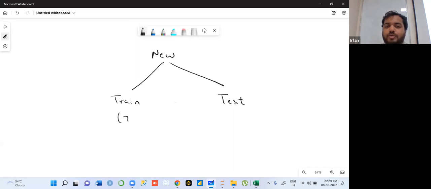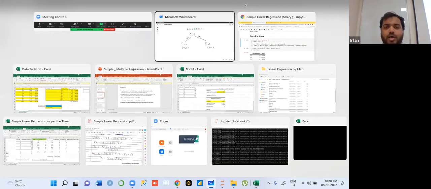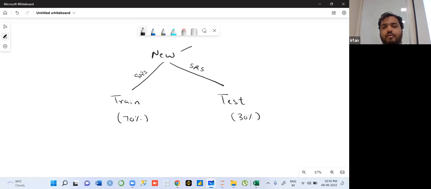In train, how much percent? 70%. In test, 30%. How do we pick up the data? Randomly. Are you clear now? Yes, sir. Okay. Now in my new data, how many variables do we have? Experience and salary. My question to you: do we break data row wise or column wise? Row wise.